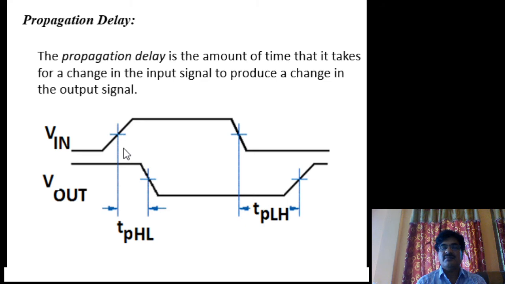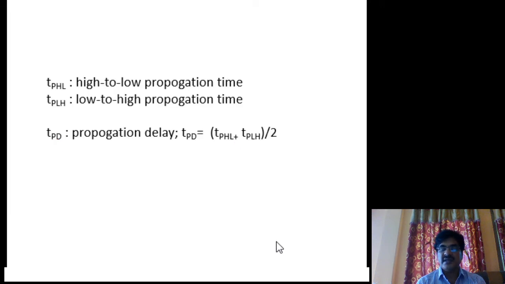Again here, because of two types of transitions, the propagation delay also you can classify as propagation delay for high to low transition, and similarly propagation delay for low to high transition. Hence, the total propagation delay is the average of these two propagation times, those are the high to low propagation time and the low to high propagation time. That is the parameter propagation time.